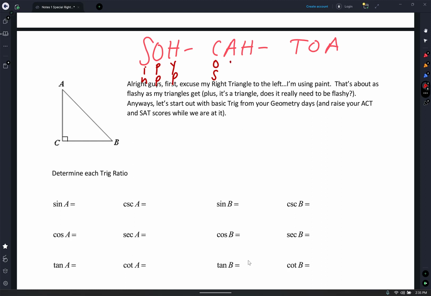The A stands for adjacent. And the H stands for hypotenuse. The T stands for tangent, the O stands for opposite, and the A stands for adjacent. Relax, adjacent just means next door. All right, it's a right triangle here, so this is always going to be called the hypotenuse.